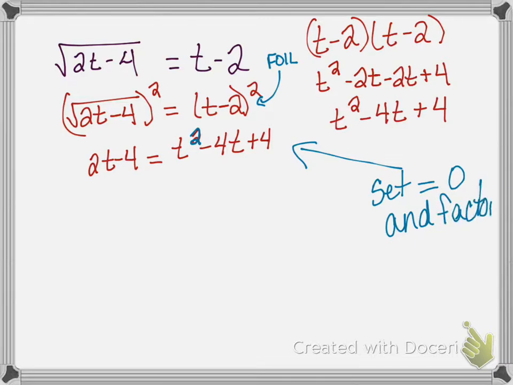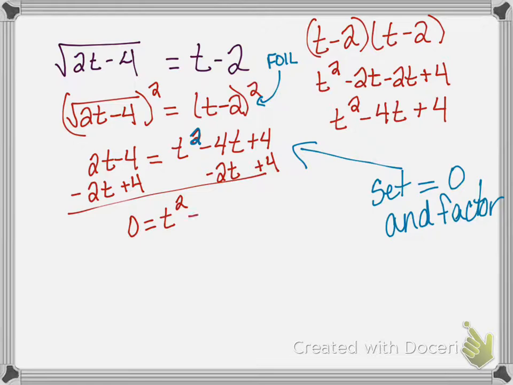Set equal to 0 and factor. So I am going to subtract 2t from both sides. So I'm subtracting 2t, and I'm adding 4 to both sides. So I'm left with 0 equals t squared minus 6t plus 8.